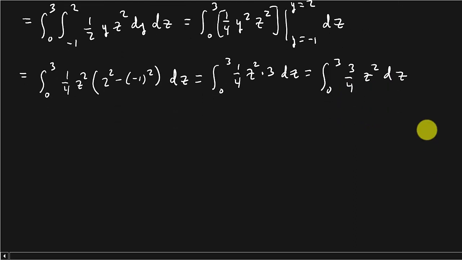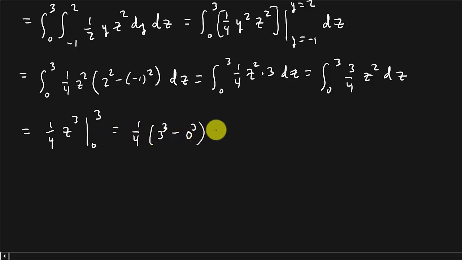All right, now let's integrate with respect to z, and so that's going to be 1/3 z cubed. So 1/3 times the 3/4 is going to be 1/4 z cubed, and that's going to be from 0 to 3. And so that's going to give us 1/4 times 3 cubed minus 0 cubed, which is going to be 27/4. And there's your answer.